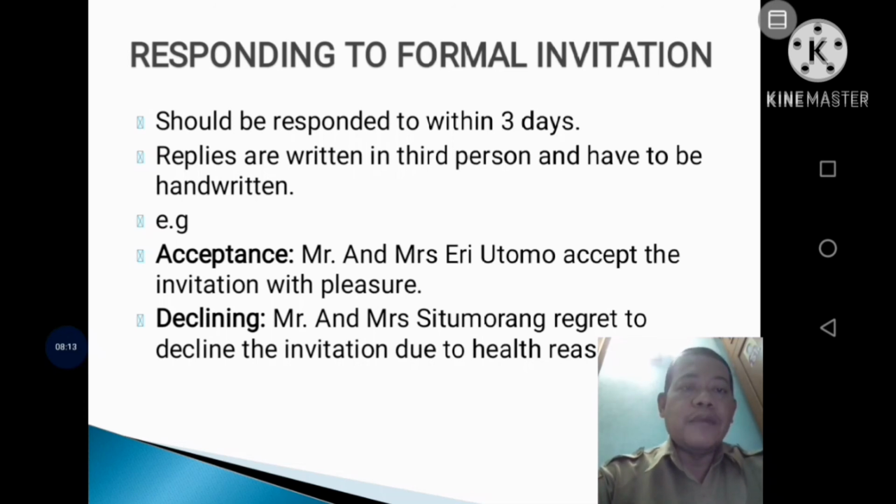And this is the example when RSVP is accepted, or the invitation is accepted: Mr. and Mrs. Eri Utomo accept the invitation with pleasure. And if the RSVP is declined: Mr. and Mrs. Situmorang regret to decline the invitation due to health reasons.